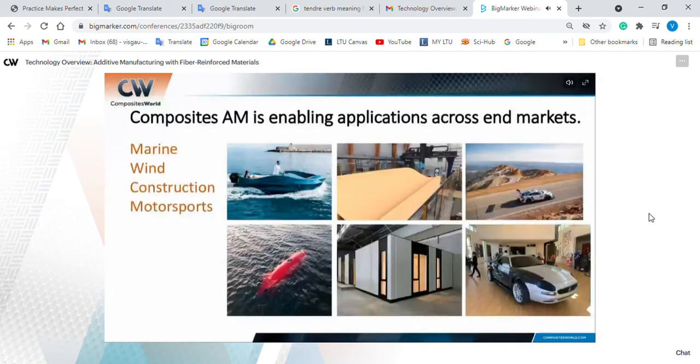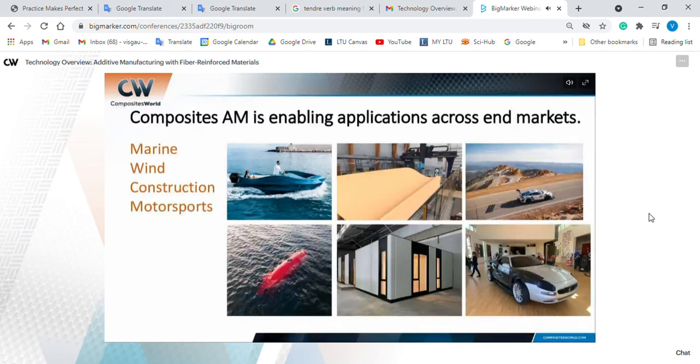Okay, so as Jeff's been saying, and Ginger will go into more next, there are a lot of new developments that we've been seeing in additive technology for composites. And with this, we've been seeing composites additive manufacturing increasingly enabling applications in a variety of end markets, especially for end use products, as well as prototyping and tooling like Jeff was talking about.